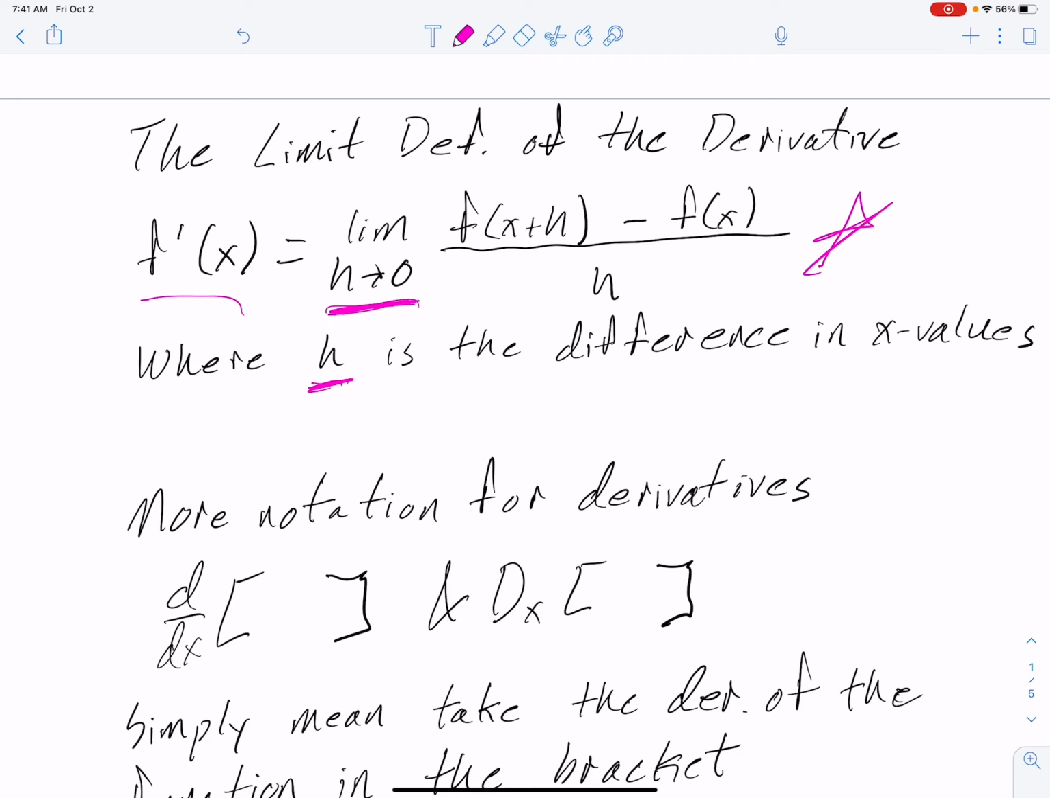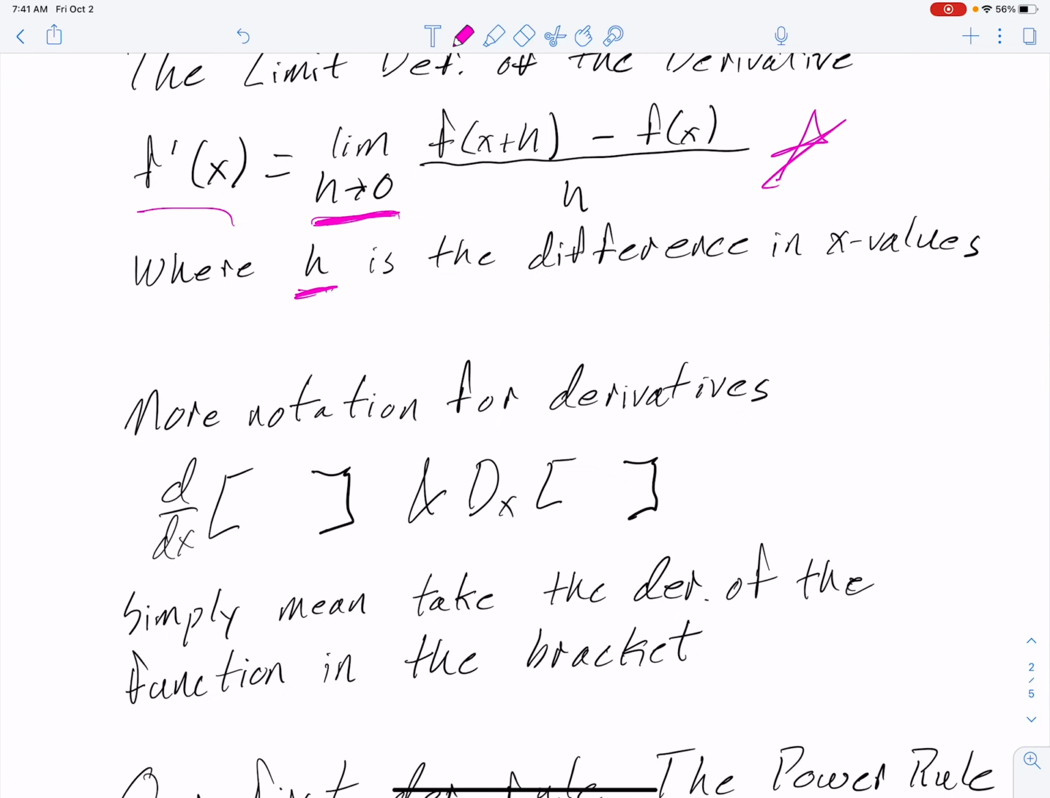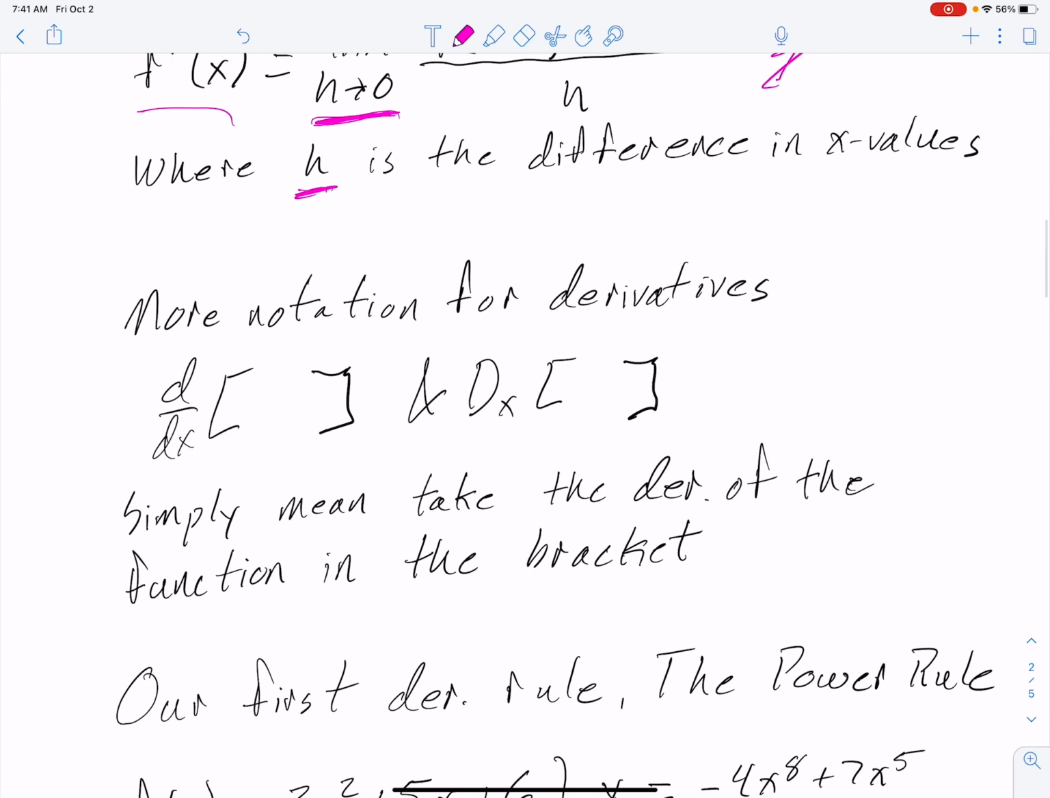Now, a couple more notations for the derivative. D dx with a bracket, or capital D sub x with a bracket, and that simply means that you want to find the derivative of what's inside that bracket, and you'll see what I mean in a few examples.